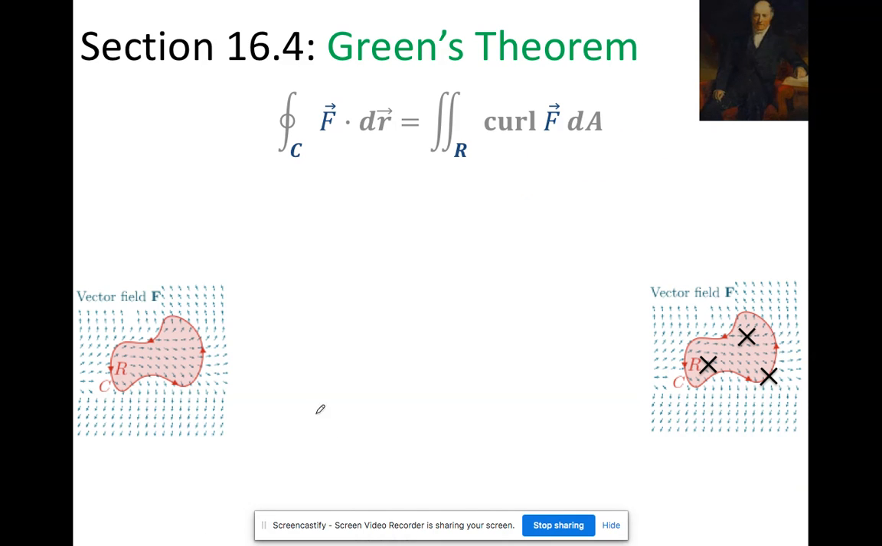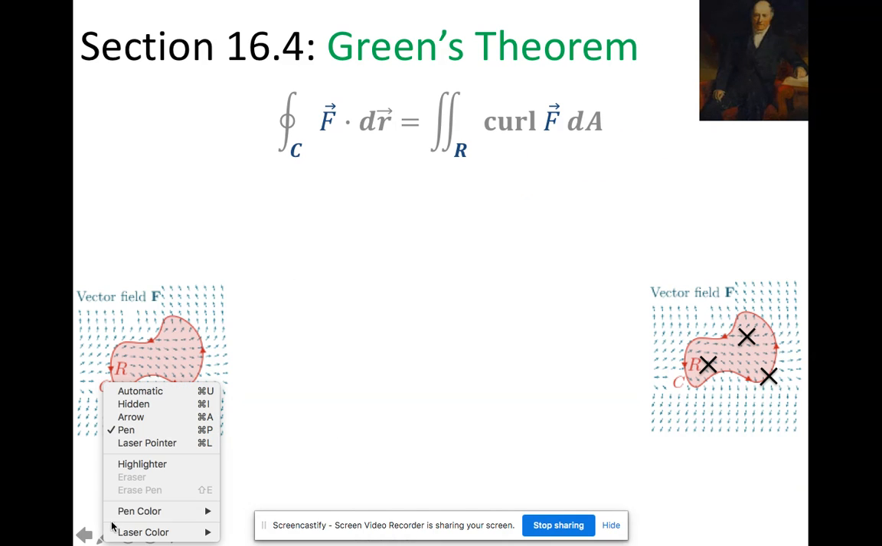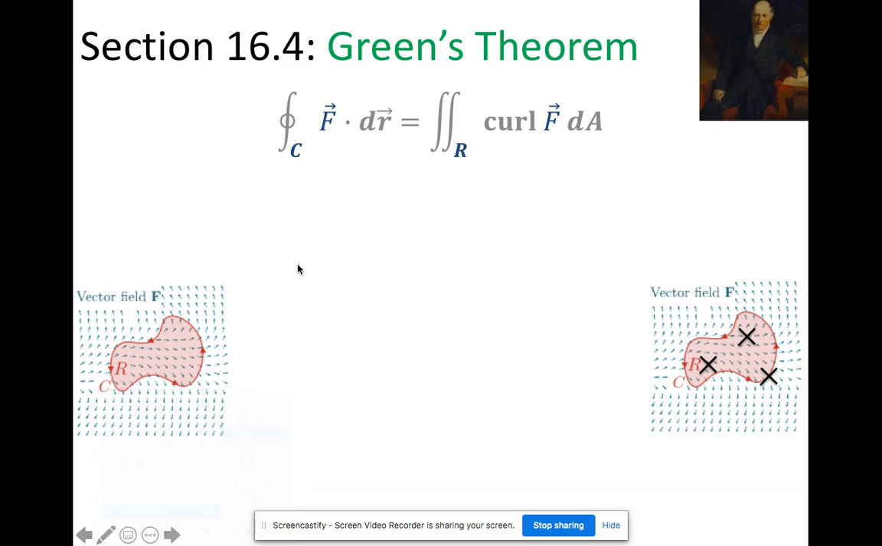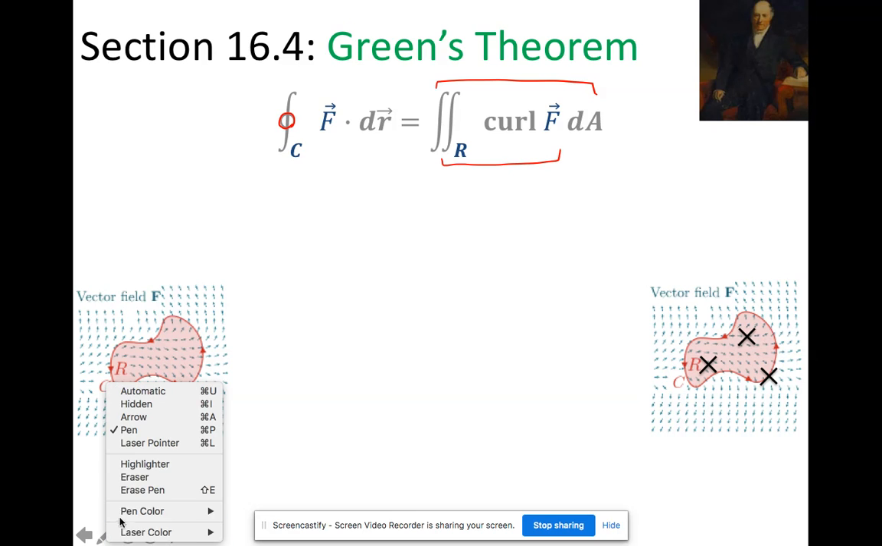That's what Green proved, that the circulation that you get around a simple closed curve, total circulation, is the same as a double integral, where you are summing curls over the area. Crazy, right?